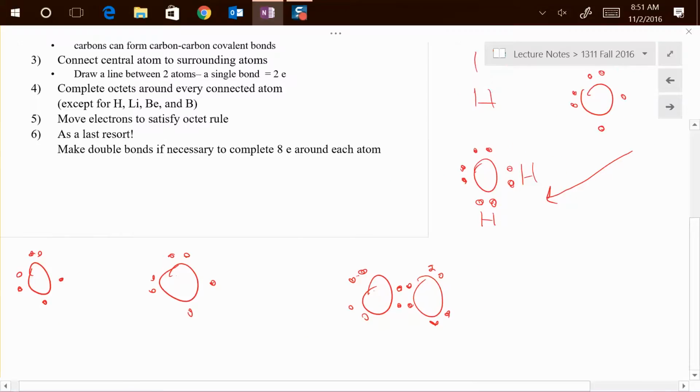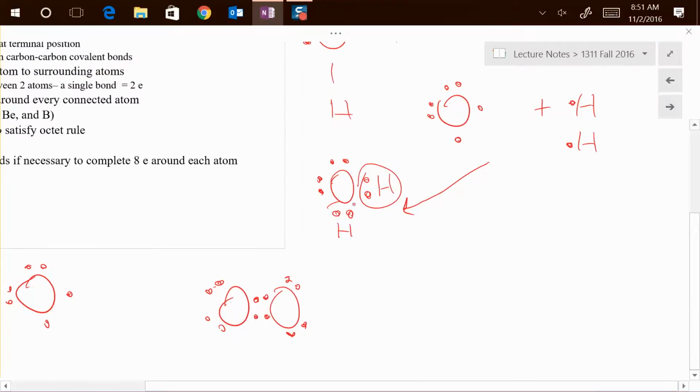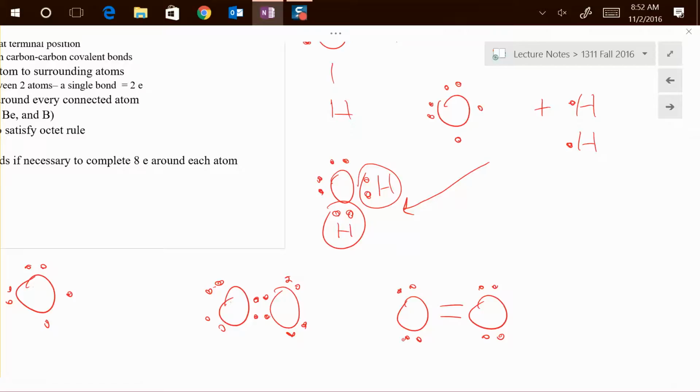Okay? Whereas here I have single bonds. These are single bonds. Each line of a bond represents 2 electrons. Okay? So this is how I would draw this in the Lewis structure. Okay? Here's those 4 electrons. They're represented by bonds. It's a double bond. Oxygen is double bonded to oxygen. Okay?